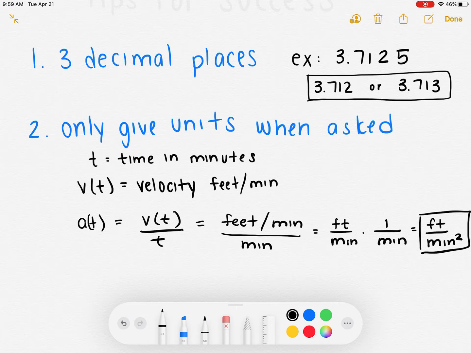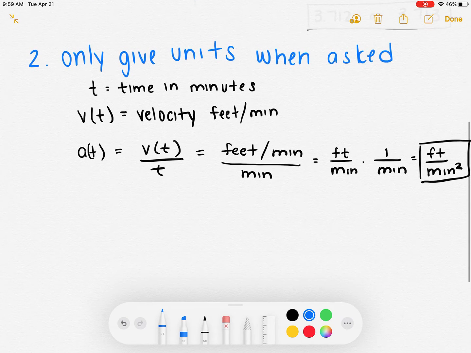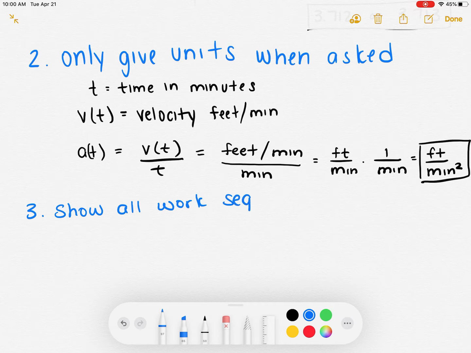The next thing you want to make sure you do is show all of your work sequentially. So basically what that means is exactly the opposite of what I just did, showing you how to find the units. Normally we organize our work and we continue with equal signs and we box our answer at the end because it just makes it neat and organized. It's easier for your teacher to grade it.